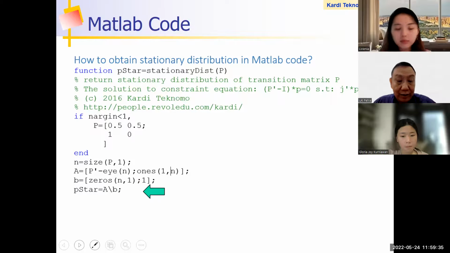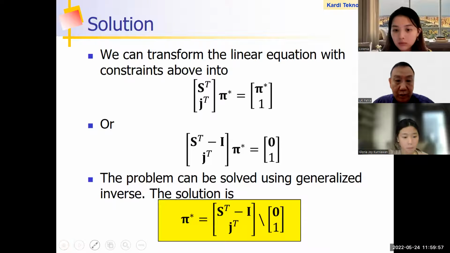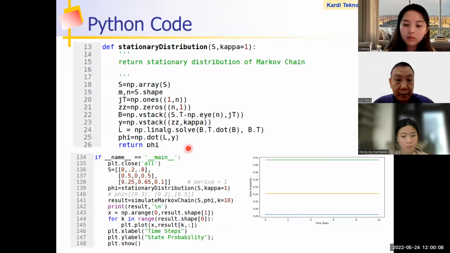So during lunchtime, I hope you can also type this in. Then you can try if you get this stationary distribution of the S. Kappa you can put any value here; 1 is the default. This is how you get that formula that I put here a while ago: S minus S transpose minus I and then J, and then we can solve that with linear algebra, and then you can get the phi.